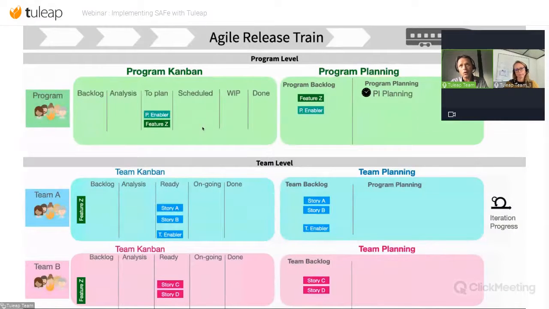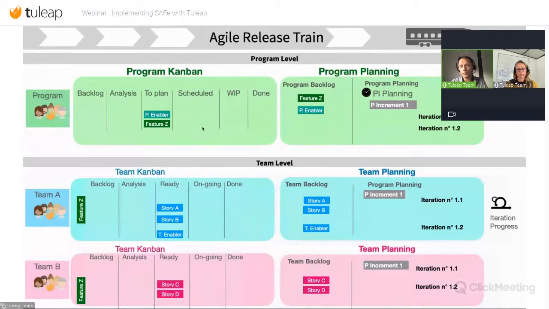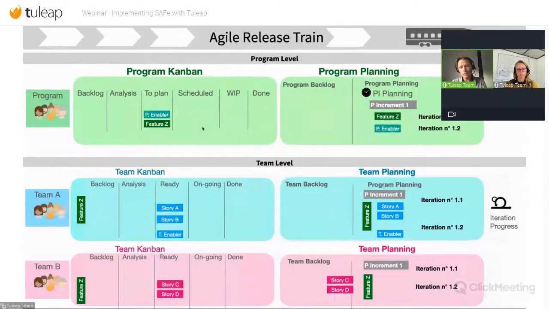And we decide to say, okay, feature Z will be done in program increment 1. So we put it in program increment 1, and to be sure that all the teams are aligned and synchronized, the user stories are automatically put inside each program increment. So now the team knows that they have to do their user stories A, B, and C, D during this program increment. And now they can organize as they want, putting them in each iteration. So now my feature is scheduled.